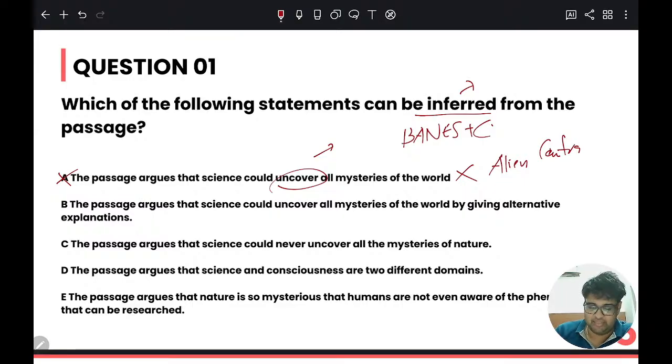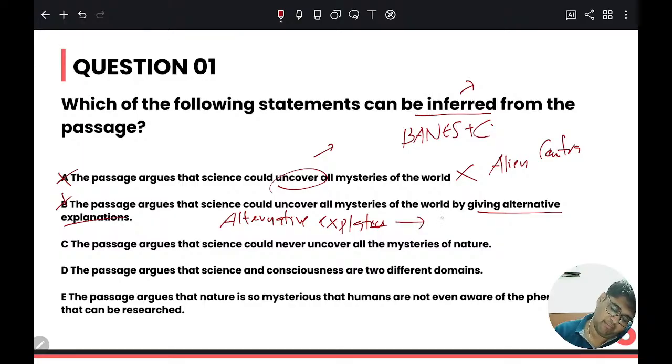The passage argues that science could uncover all mysteries of the world by giving alternative explanations. See, when materialists proposed alternative explanations, what happened? They became more confused and there was no proper explanation. So this is also a contradiction of the data. This also cannot be inferred from the passage.